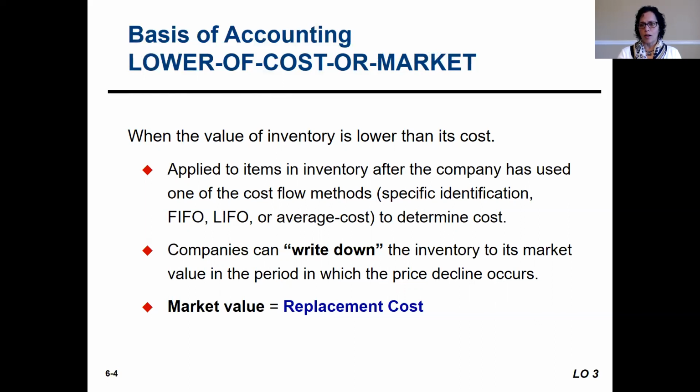It may not be a one-on-one correlation, but the idea over here is the selling power of that inventory, the selling value of that inventory has gone down because the replacement cost has gone down. And we need to make an adjustment for that.